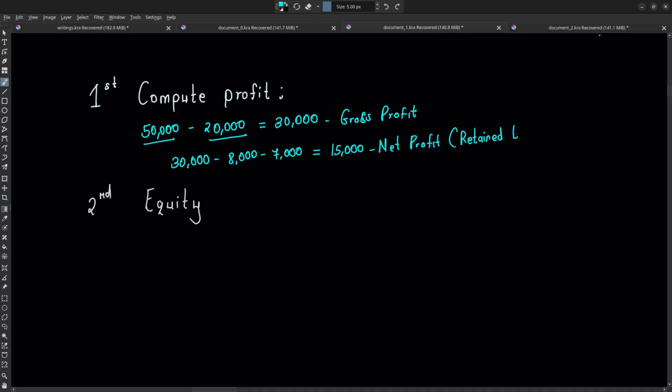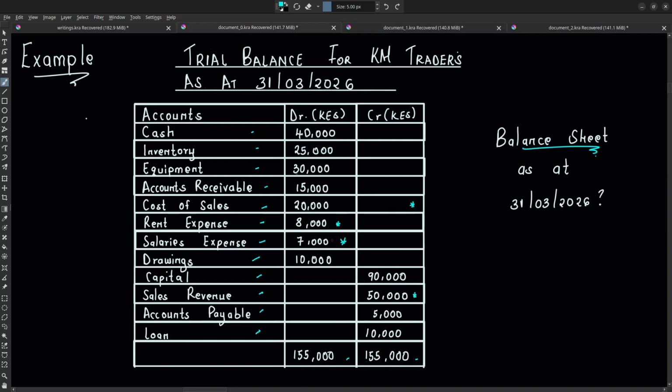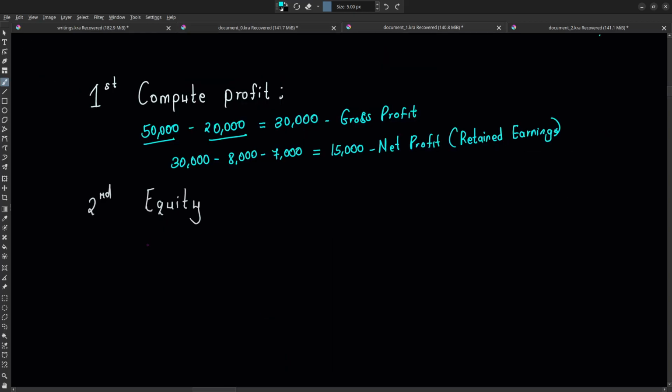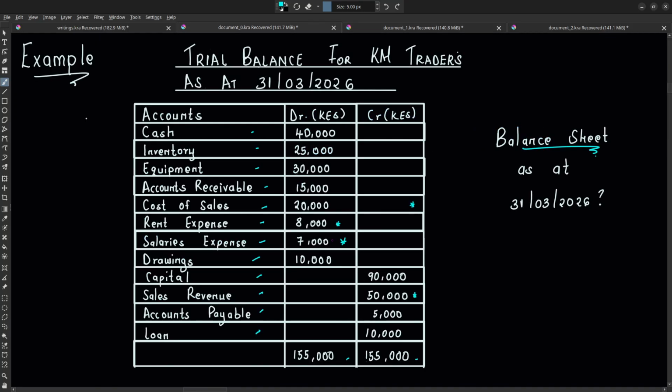Now let us look at how the equity is. So we have equity, we have capital of 90,000. And note that we have drawings. Remember, as mentioned earlier in the previous video, drawings reduce the owner's capital.